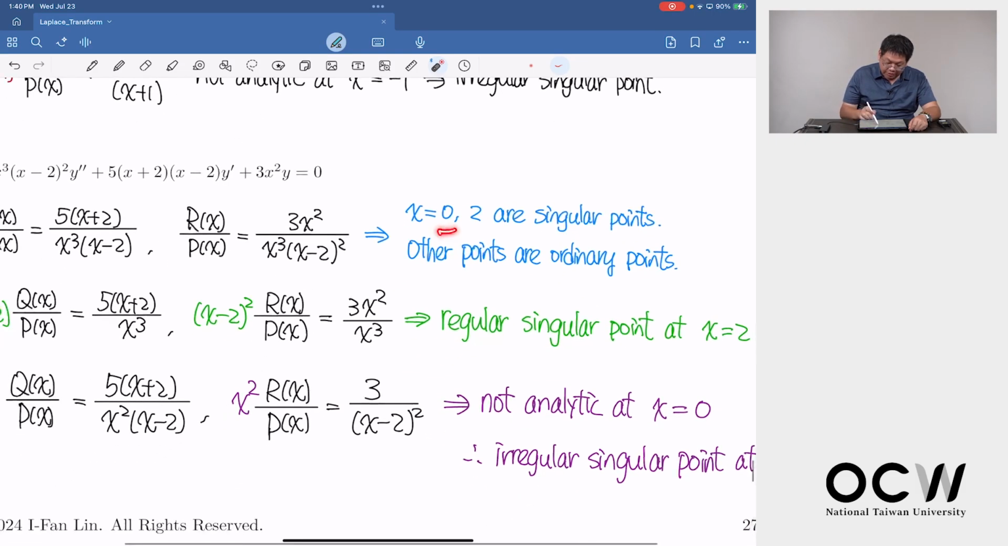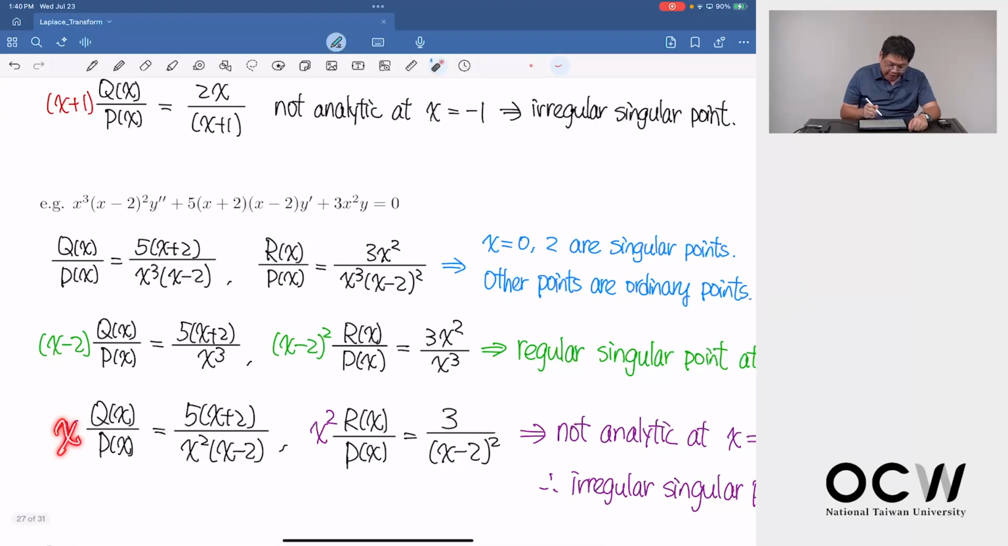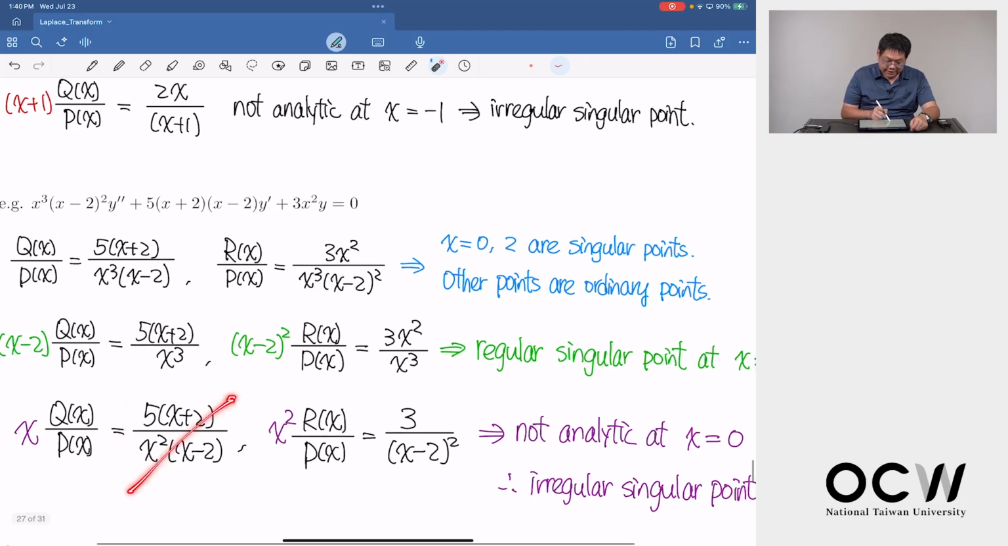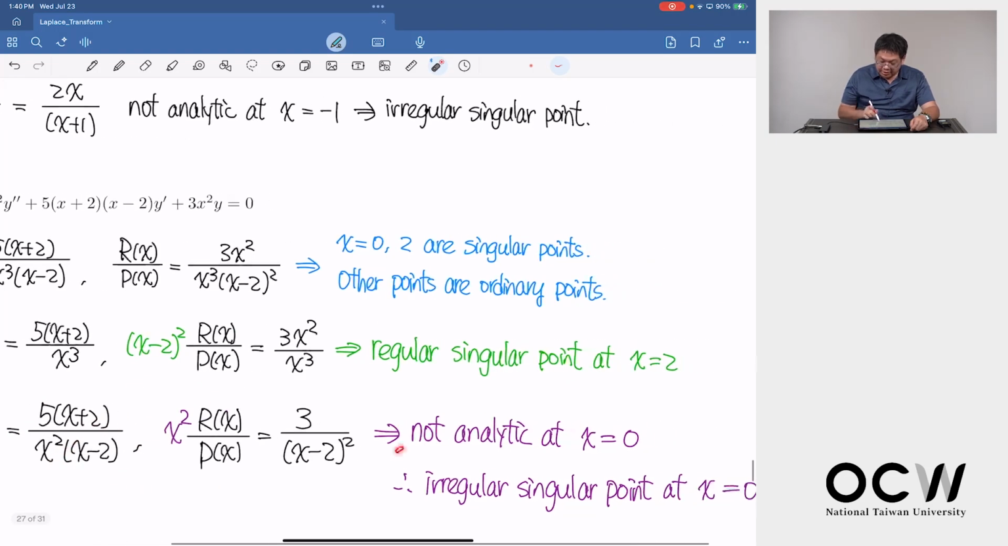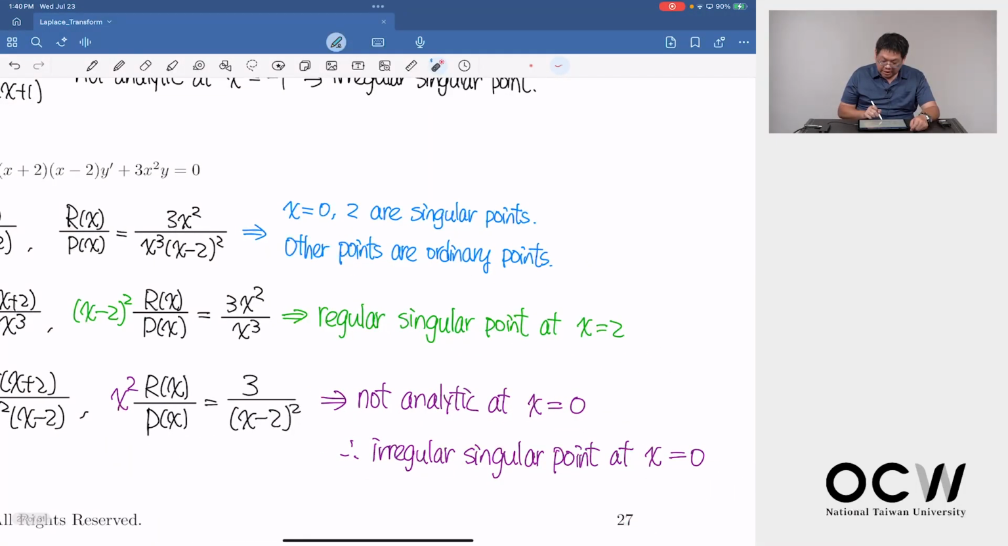Now let's check 0. For 0, I need to multiply by x and also x squared. Once I multiply by x and x squared, in this case, when x equals 0, I will still get the denominator is 0, and overall it is infinite. So this is not analytic at 0. So x equals 0 is an irregular singular point.